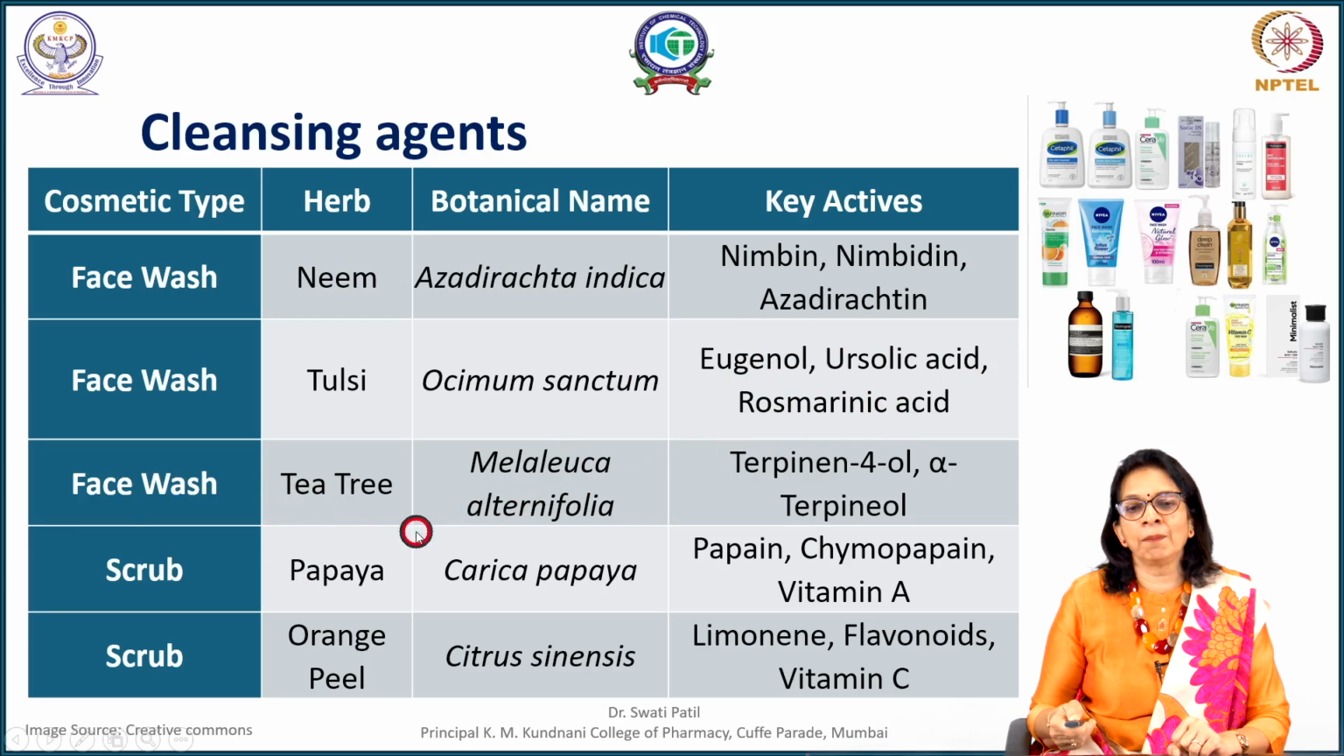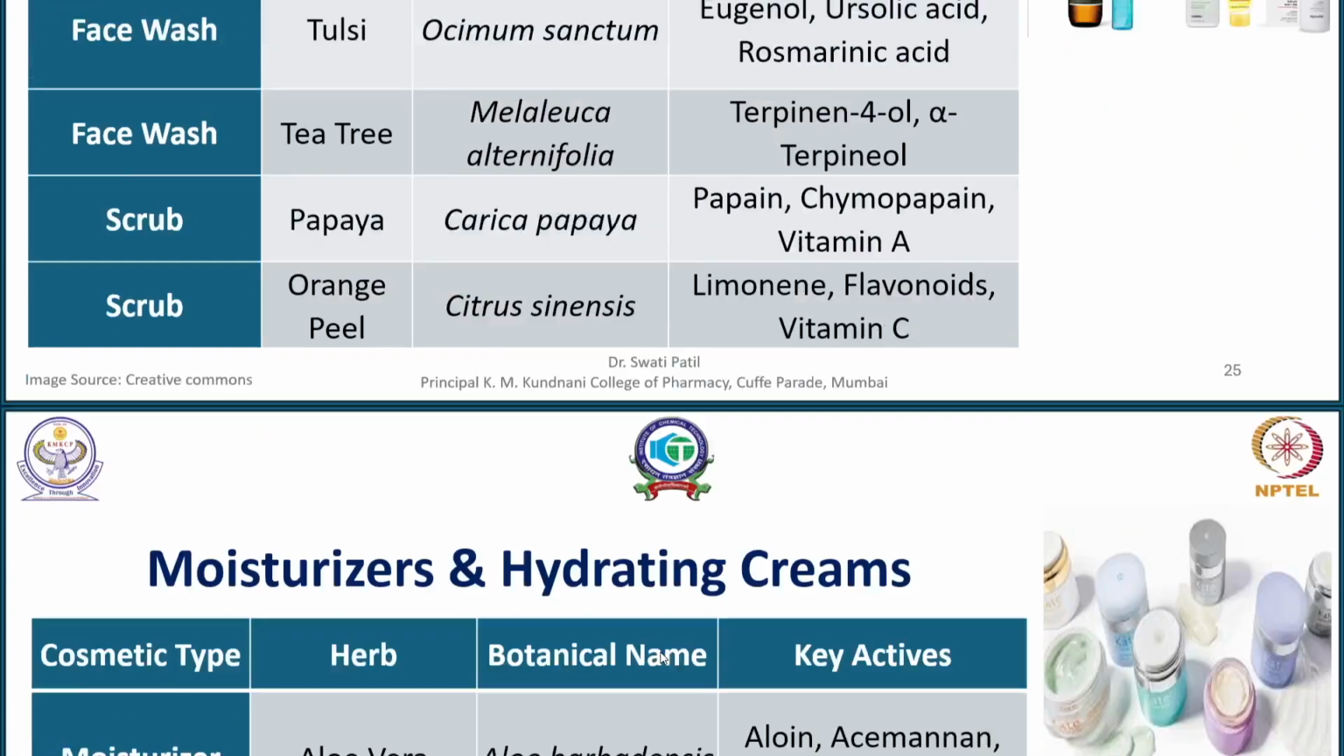Scrubs: papaya, aloe vera, turmeric, tulsi, neem, a lot of them are used as scrubs. Walnut powder is also used in scrubs. Orange peel, which is used as antioxidant, has limonene, flavonoids and vitamin C.